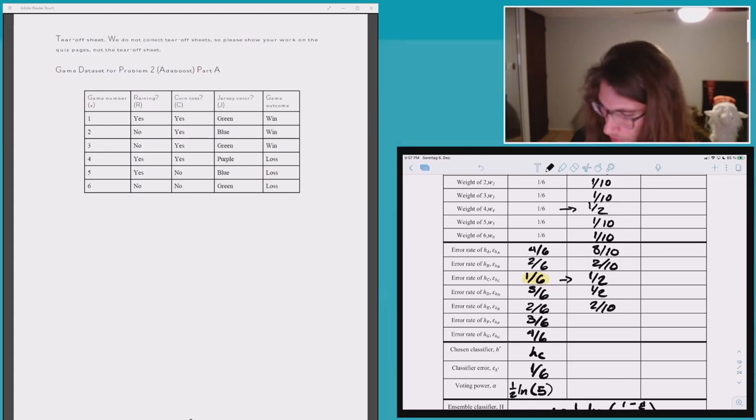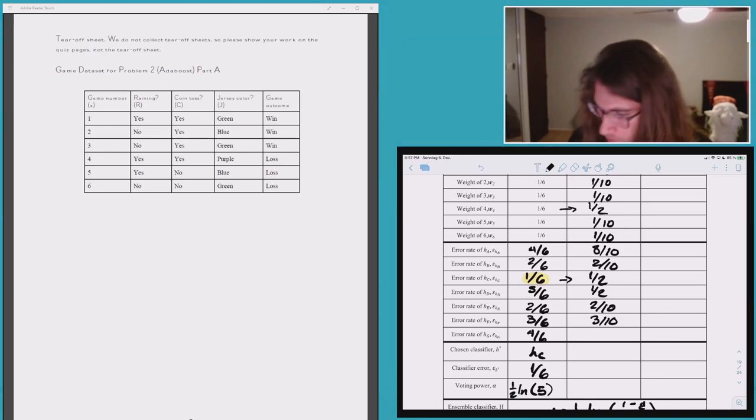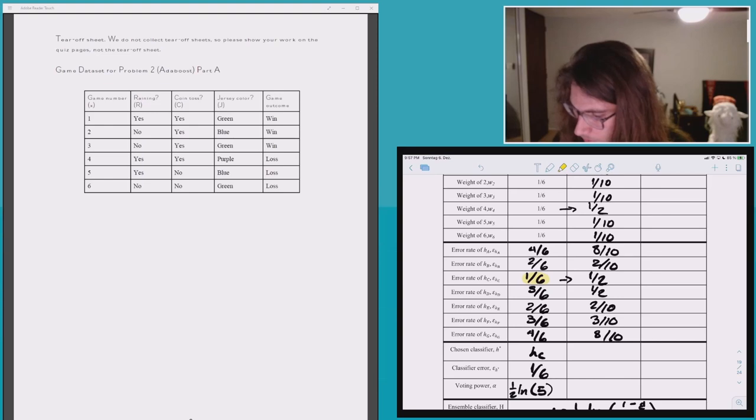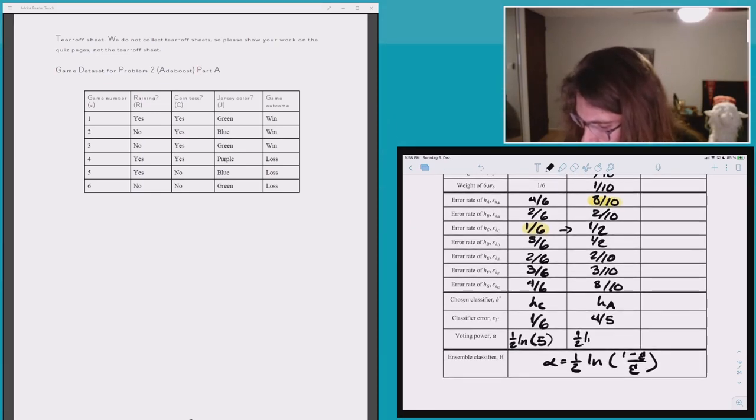Then HF is going to classify 3 points that have weight 1/10. And then poor old classifier HG has an error rate of 4/10 as well. If we're picking the classifier with the error rate furthest from 1/2 and going by alphabetical order, it's going to be HA. HA is going to have an error rate of 4/5. If I apply the formula here at the bottom, it's going to be 1/2 natural log of, doing some quick arithmetic here, 1/4.